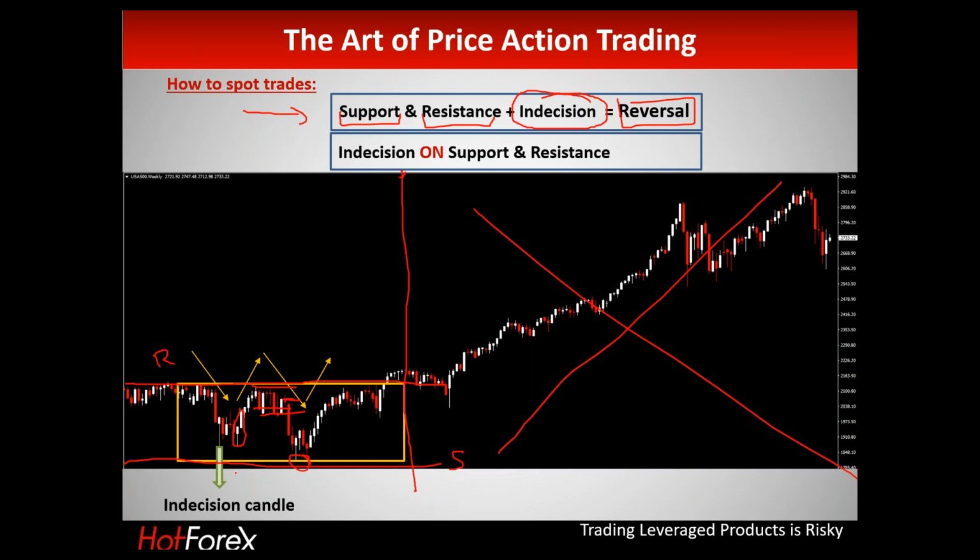So you could enter a short put trade, exactly. You could trade a short. You could take a short entry. For me, a safer entry should be on the break, with a pending order or something, on the break of this support level.